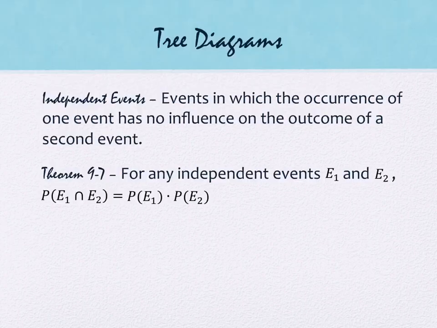When you have independent events, E1 and E2, and you want to know the probability of having both of them happen, you multiply their probabilities together. And that's exactly why we're getting this multiplication along tree diagram branches: it's representing independent outcomes, so we can multiply them together to see how we would get both of those things to occur.